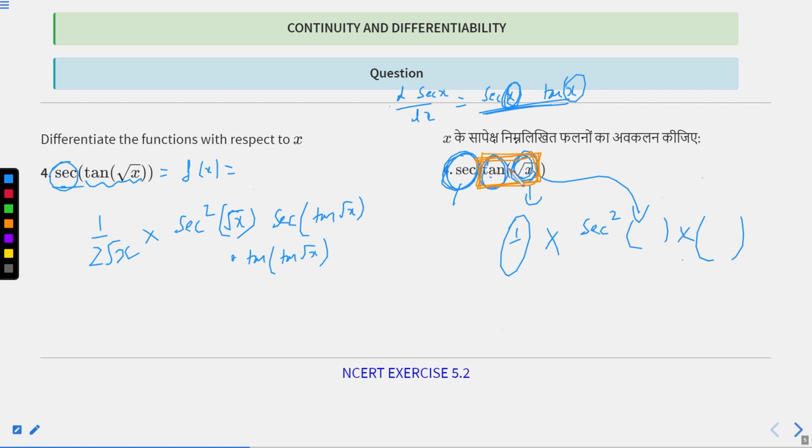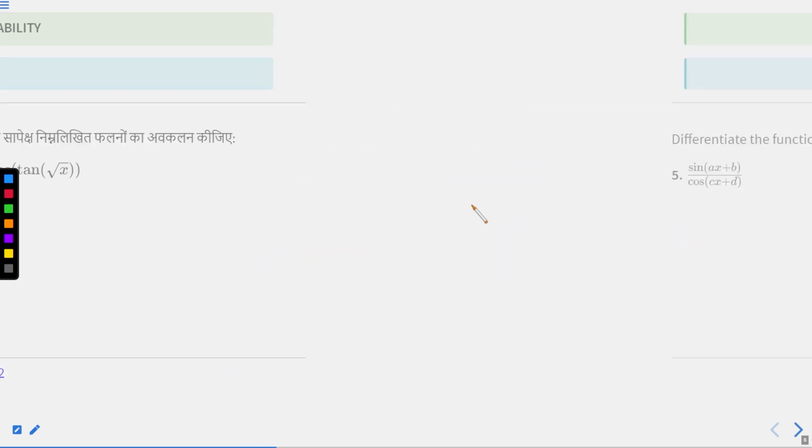No need to try making a composition function and substituting back and other such things. This simple short trick you have to apply. Now let us move to the next problem, number 5.